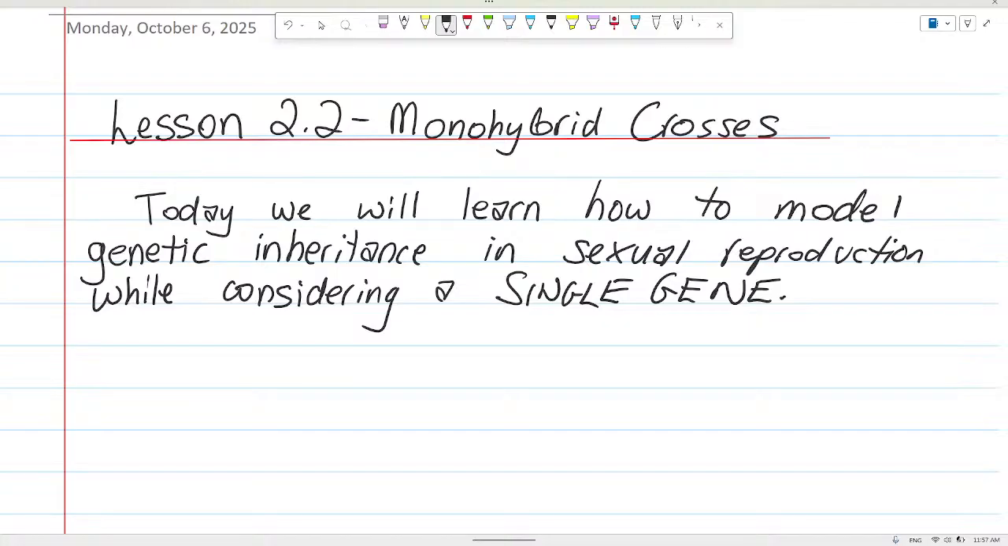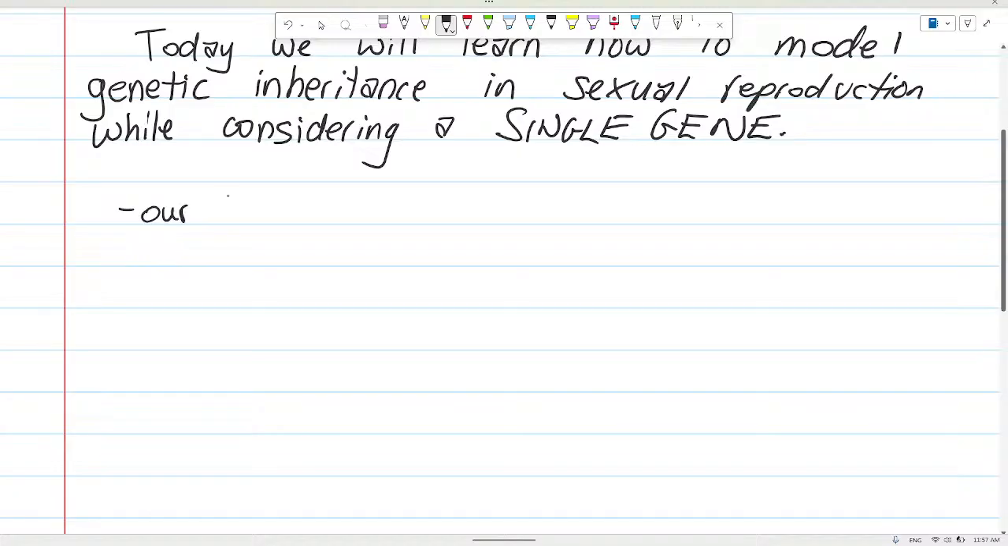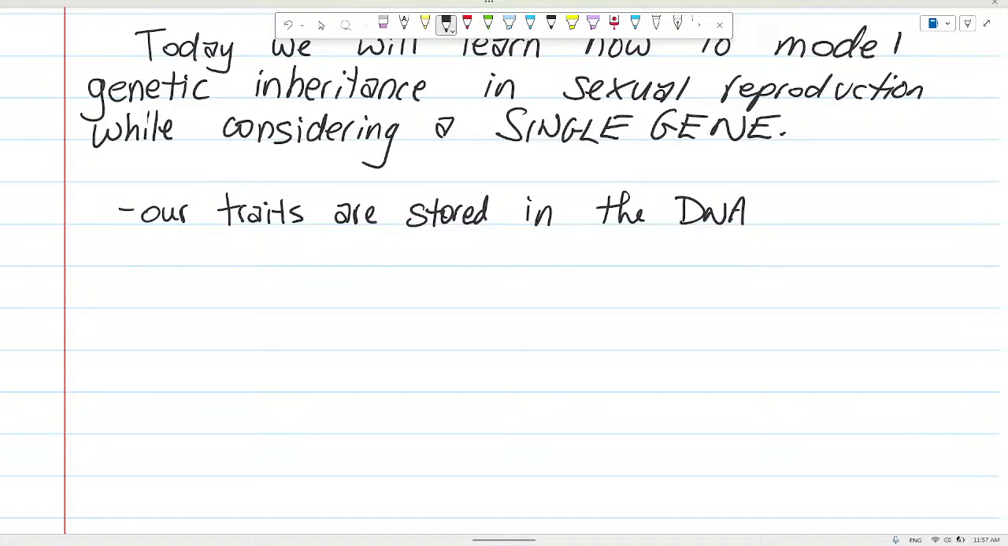Okay, I want to quickly define a term, a few terms actually. We used these last class, but I want to just redefine them, make sure we have the sense. So we know our traits are stored in what? In the cell? The DNA. Very good. In the DNA found in the nucleus of each cell.